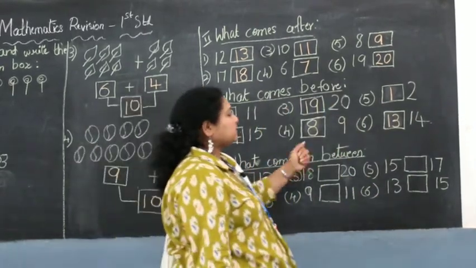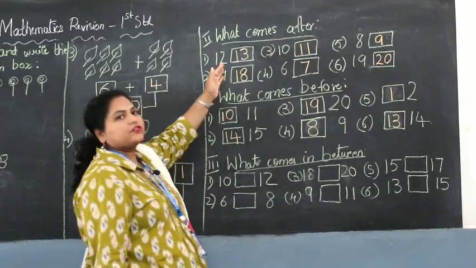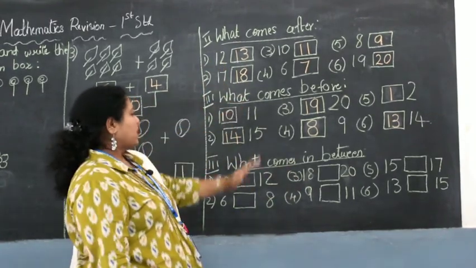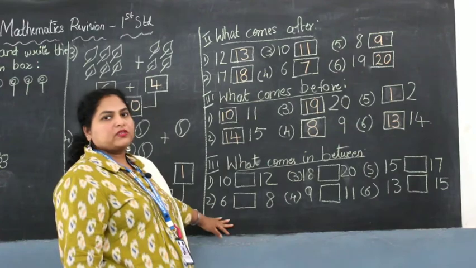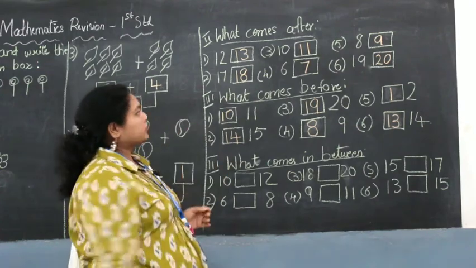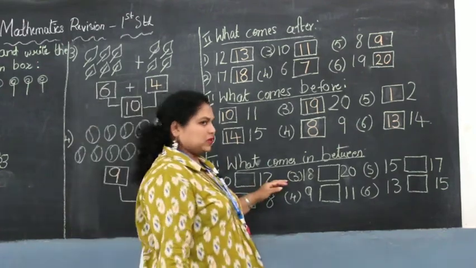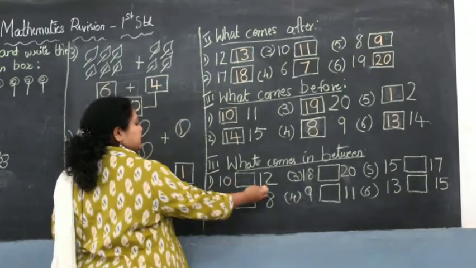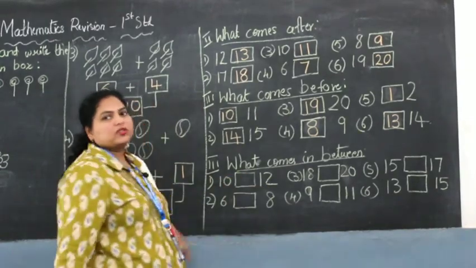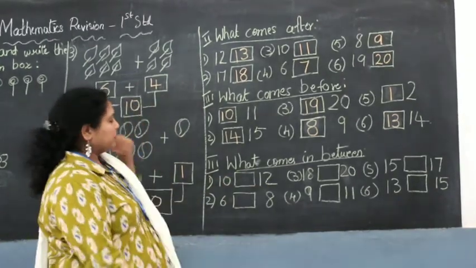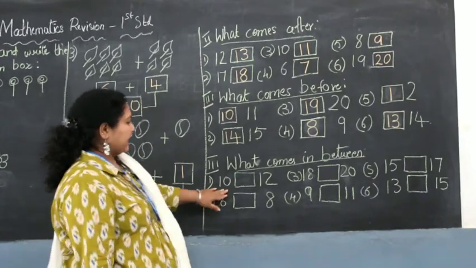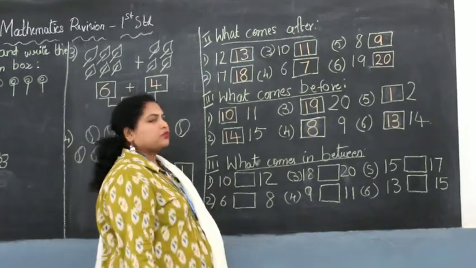What comes in between? We did what comes after, we did what comes before. Now this is a question where both are put together: what comes in between? We have two numbers given and you have to find out the number that comes between these two numbers. So we have 10 dash 12.